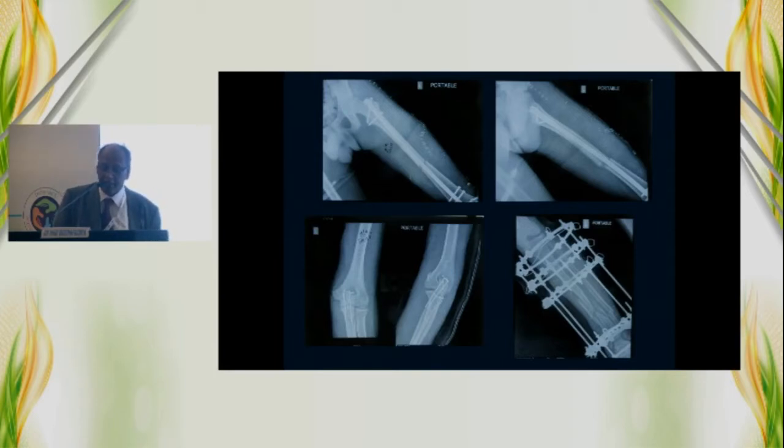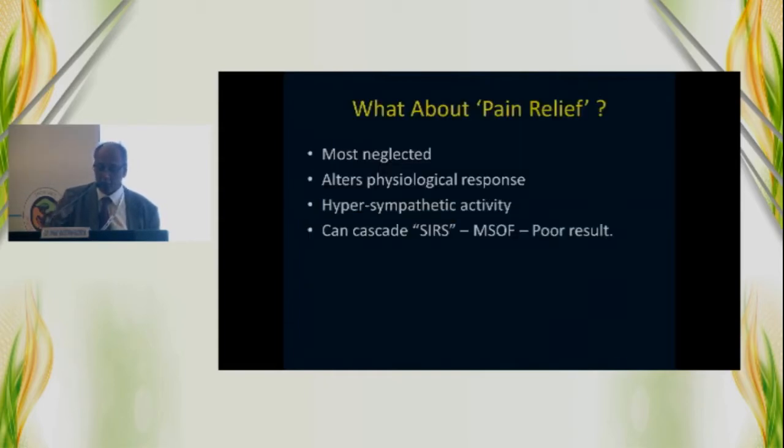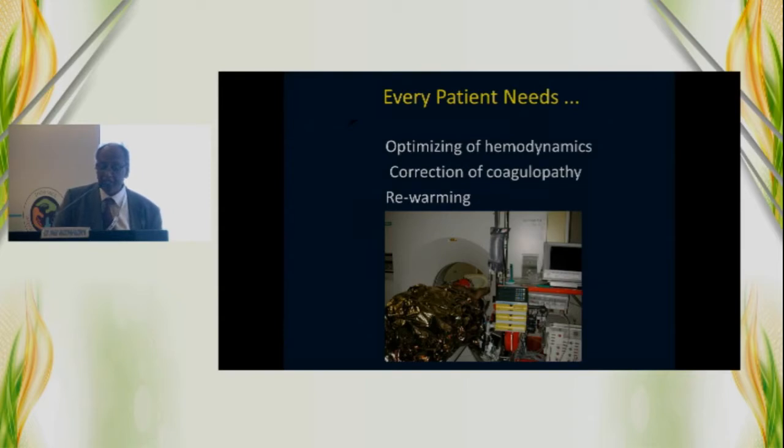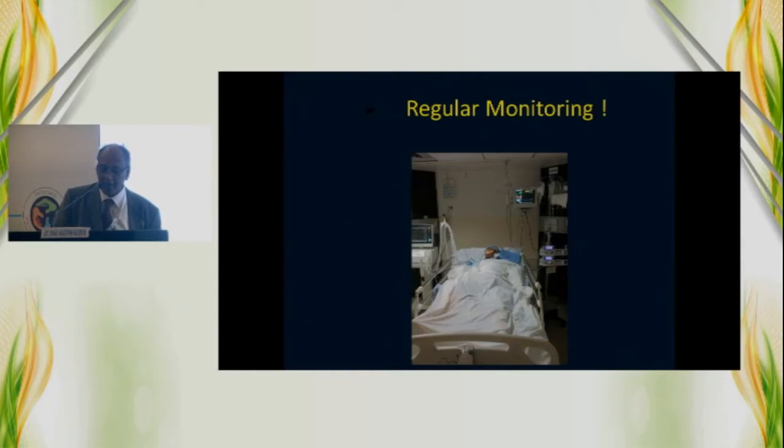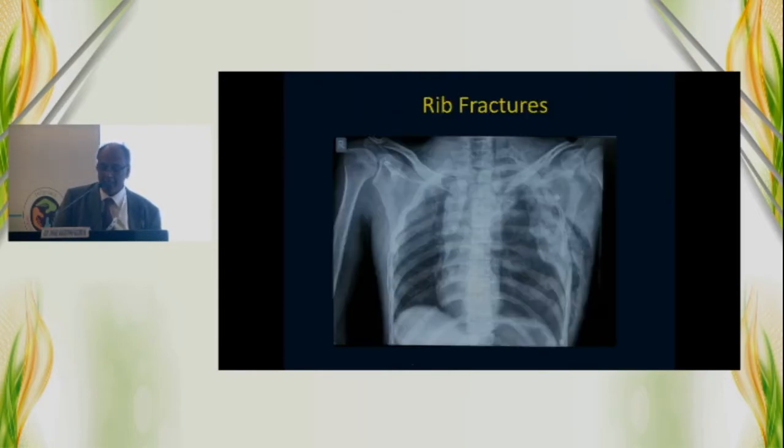which was a nailing in the femur. He had an elbow fracture, which had a tension band wiring, and the distal tibia open fracture. He had grafts to cover the bare areas, then had an Ilizarov ring fixator on that and went on to do well. Pain relief is another thing that is often neglected. Pain alters the physiological response, leads to hypersympathetic activity, and can cascade the systemic inflammatory response syndrome, leading to worse results. So every patient needs optimization of hemodynamics, correction of coagulopathy, and rewarming, and then regular monitoring in the ICU to make sure that he's okay.